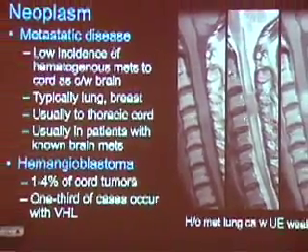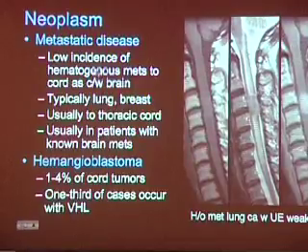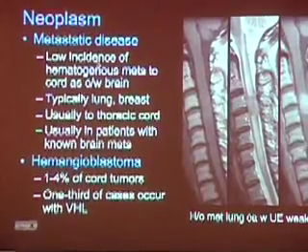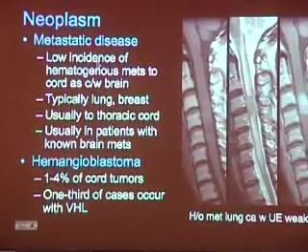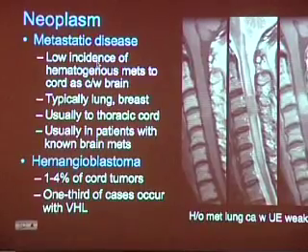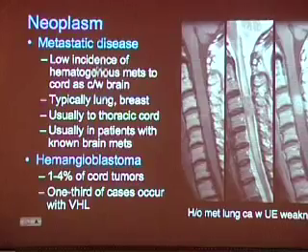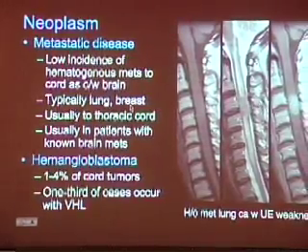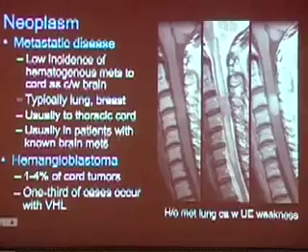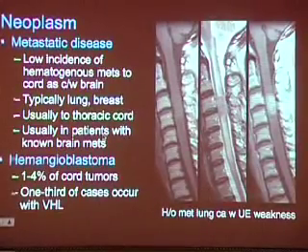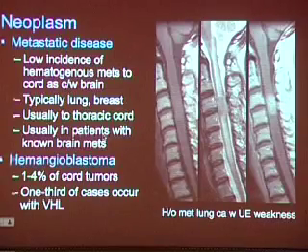Now, metastatic disease, it's strange, but there's actually a pretty low incidence of hematogenous metastases to the cord as compared with the brain. And so relatively rarely do we see mets to the cord, but if we do, they're usually lung and breast cancer, they're usually in the thoracic cord, and they're usually in patients who are already known to have widespread metastatic disease that typically also involves the brain.